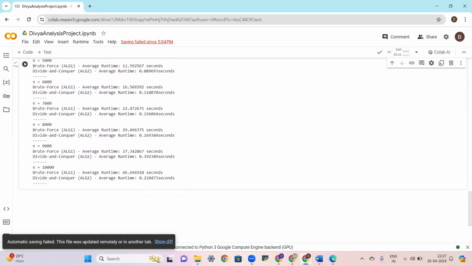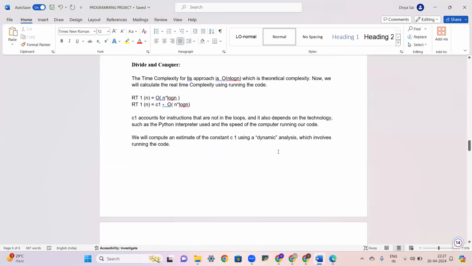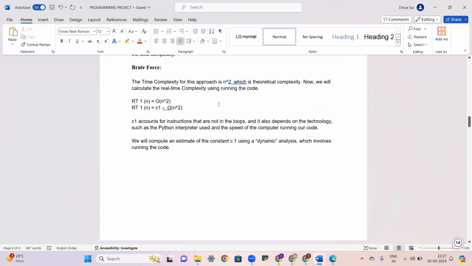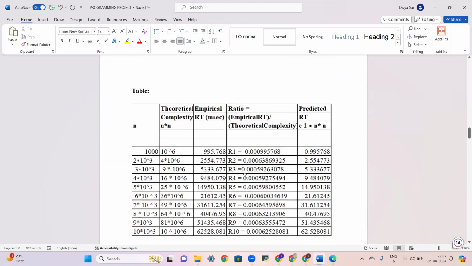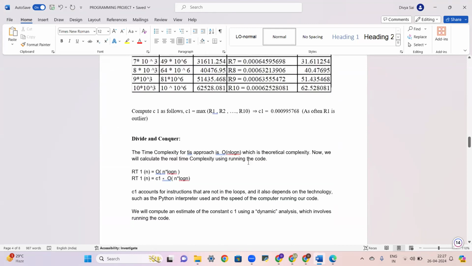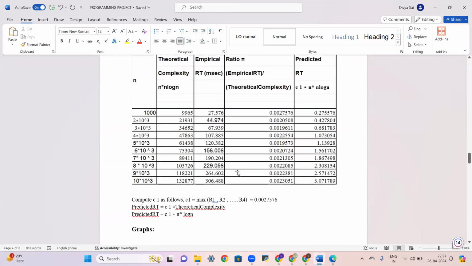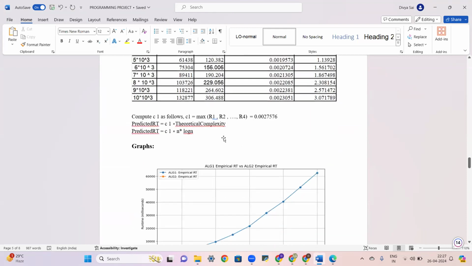As shown here, coming to the outputs, I have plotted graphs and tables also. This is a table I have made for the brute force algorithm. I have calculated the theoretical complexity, empirical runtime ratio, and predicted runtime using brute force. And this is for divide and conquer, same as for brute force.